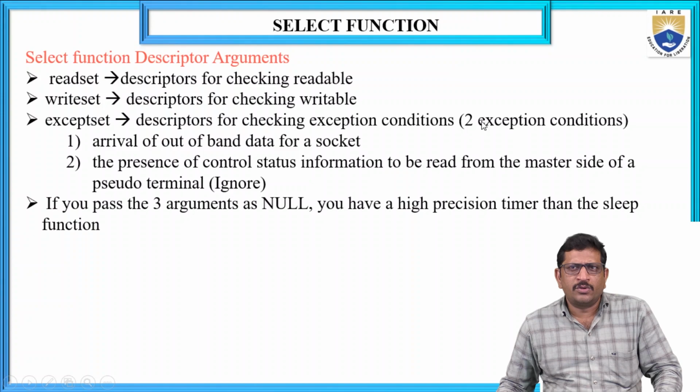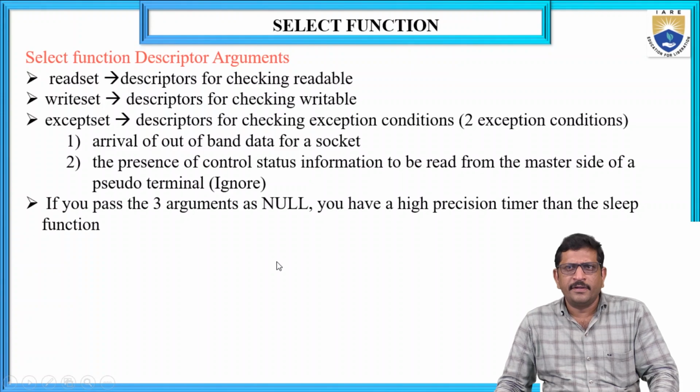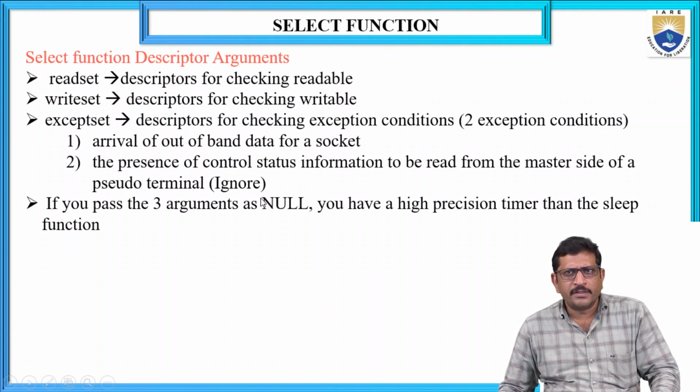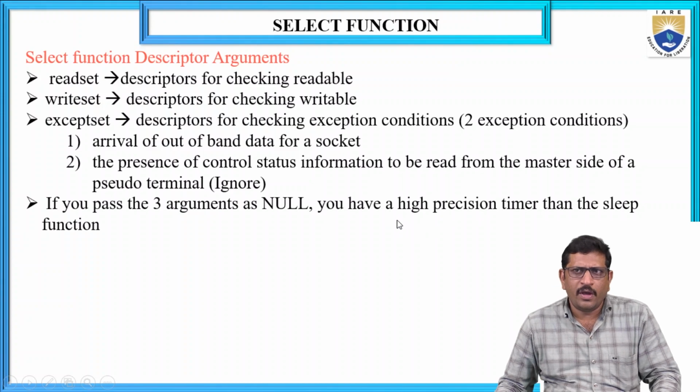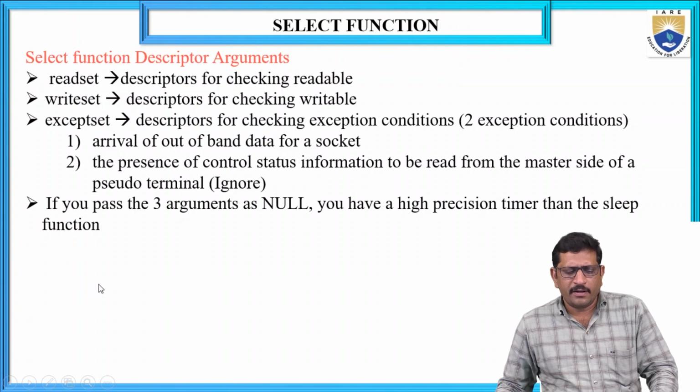Generally we can use two exceptional conditions. The first one is the arrival of out of band data for the socket. The second exception is the presence of control status information to be read from the master side of the pseudo terminal. That is, it will be ignored if you pass the three arguments as null. So you have the high precision timer, then the sleep function.